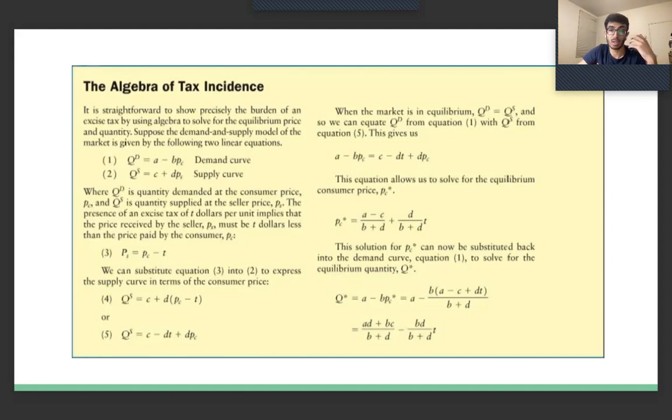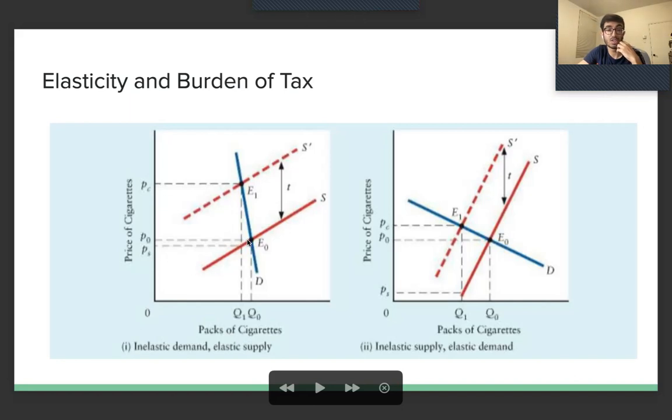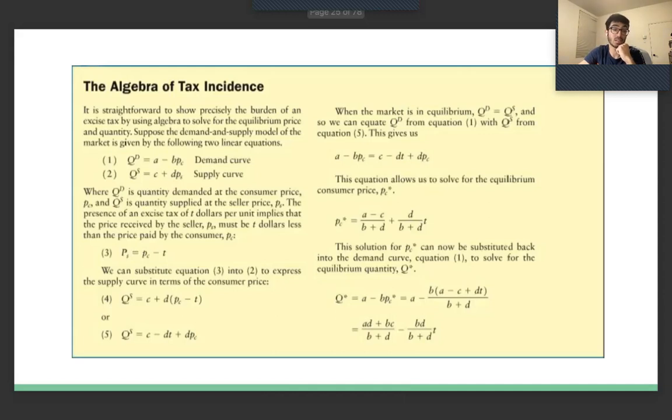So let's say you start with the question and you have a given amount of tax, which is the small t, and you were also given the initial equilibrium, let's say P0 and Q0. So these were the two things you were given, the initial equilibrium and the tax. Now the question asks, what's the equilibrium, or what's the level of the burden that the consumer and the producer have?